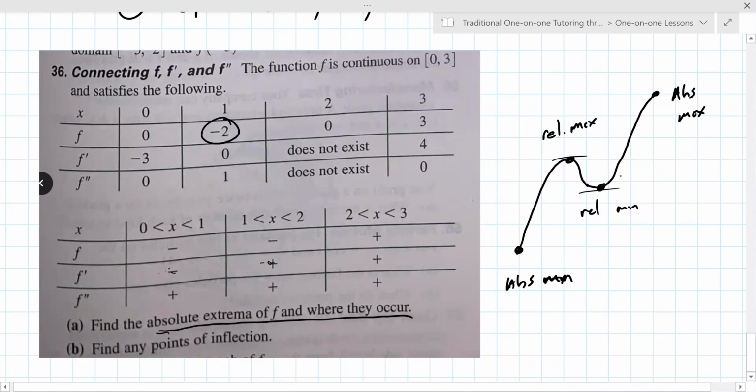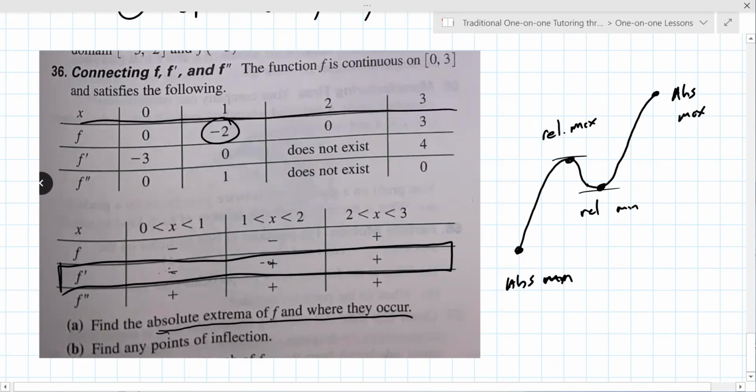Okay, it's not clear. I know it's not clear. This is not a good problem for trying to learn this, but if you just look at this line right here, you know from your sign chart that if it goes from minus to plus, that's a min. Now the question is, is it an absolute min? So look at this row right here. Do you see any F values smaller than that? Smaller than -2? No. So it's both.